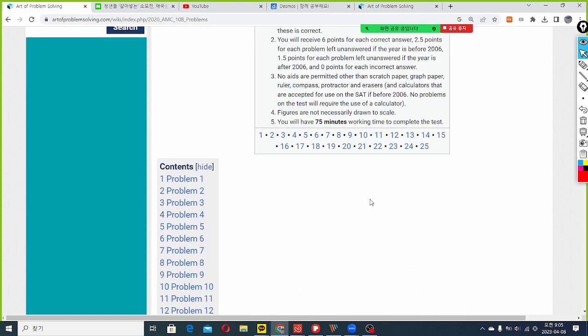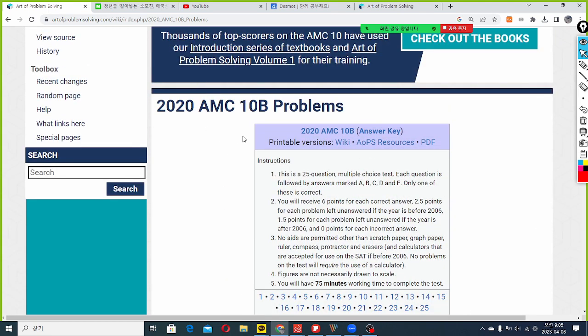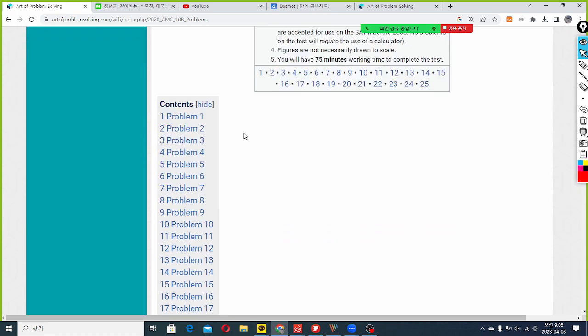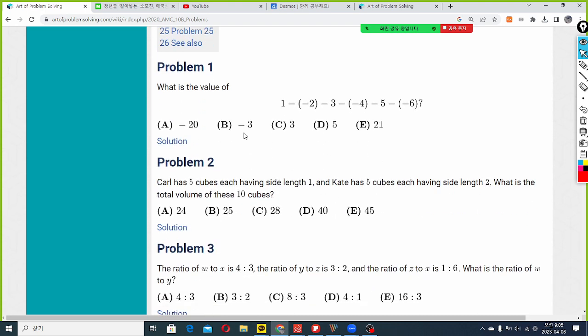Yeah, so we are looking at 2020 AMC 10B. There are usually two exams in 1 year. So we just solved 10A, and now we are looking at B. For the first problem, you can solve it. Just tell me your answer.